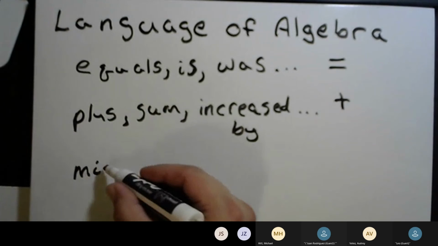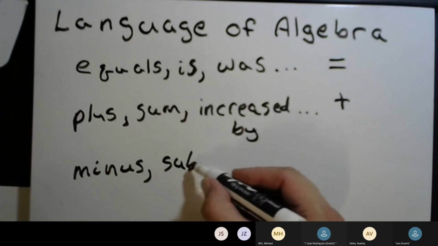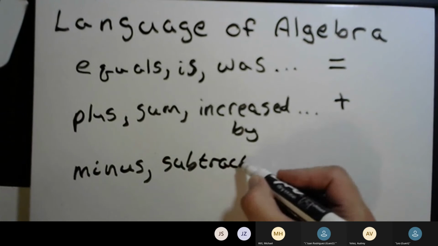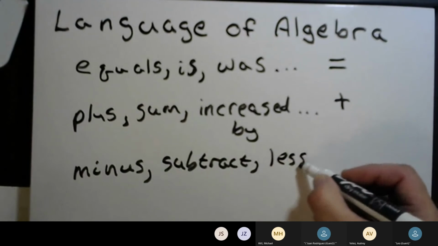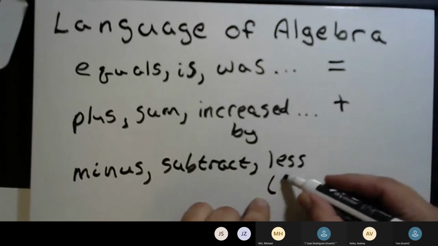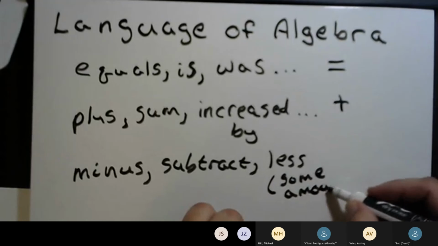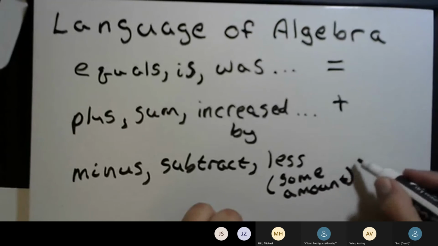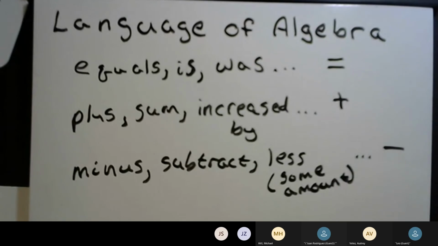If you see minus, subtract, less. And then usually, we have to be careful with less, because this can also mean a comparison, like greater than or less than. But in this case, it'll be less, and then there's some amount or a variable. Well, that's going to be subtraction.